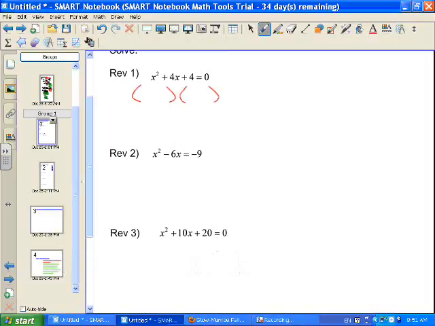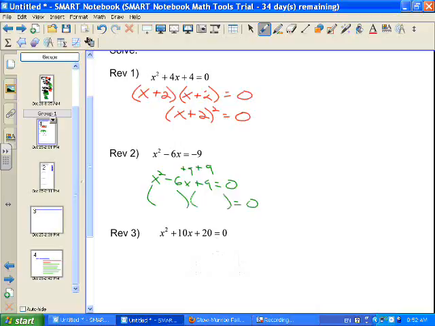So if I factor these 2 things, I get an x plus a, plus a, multiply together to get 4, add together to get 4. 2 and 2. So this is really like an x plus 2 squared. Okay. How about this one? What do I do first? Add 9. Okay. Again, x squared minus 6x plus 9 equals 0. All right. x minus 3, so I get x minus 3 squared.